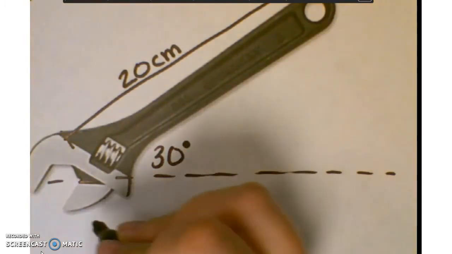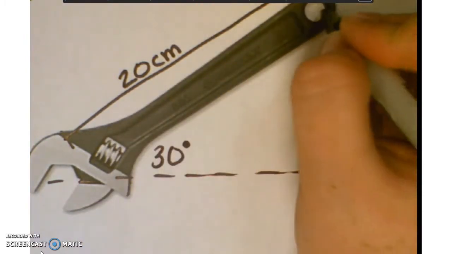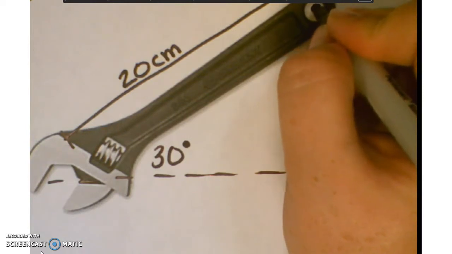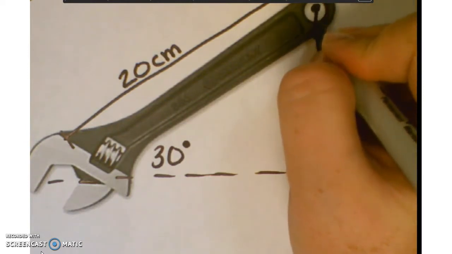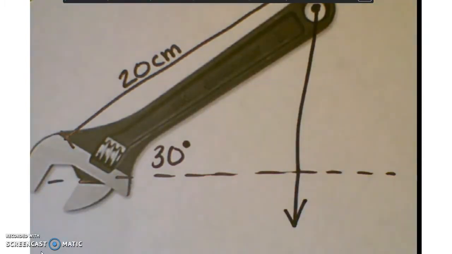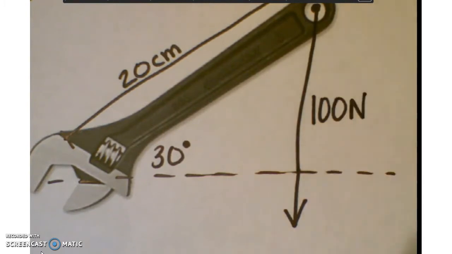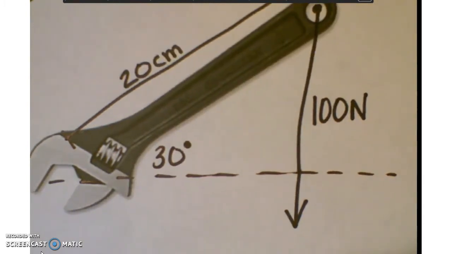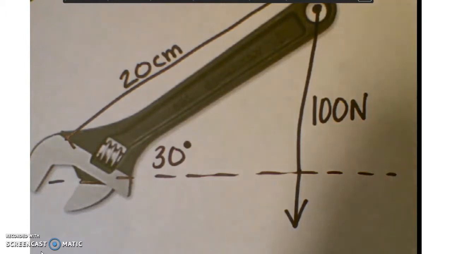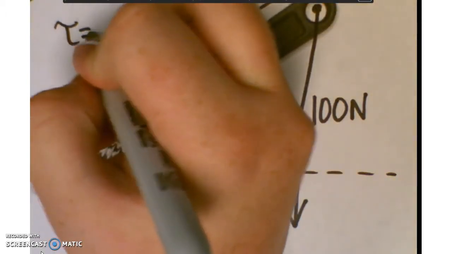So if I were wanting to get the most torque or the most rotation, I know that I'm going to need to apply a force here at the end of my wrench. And I'm going to apply that straight down. And that force is equal to 100 newtons. All right, we need to find the torque. That's what the problem is asking for.